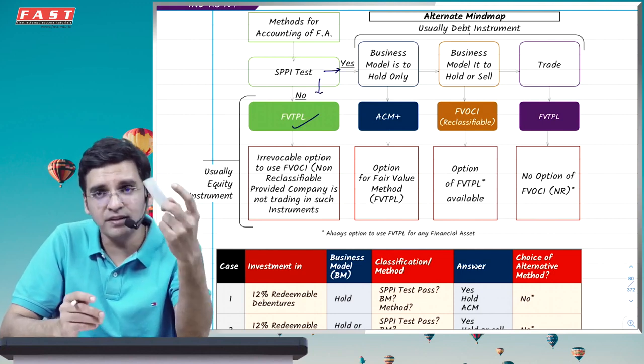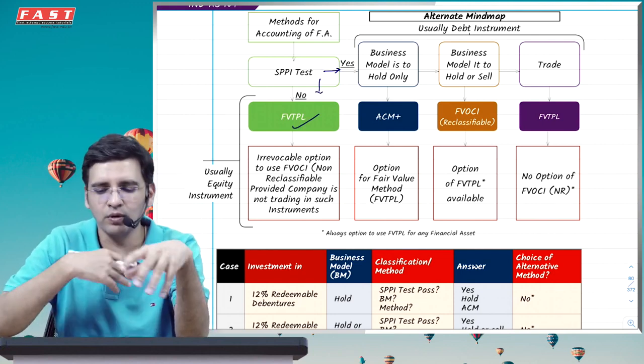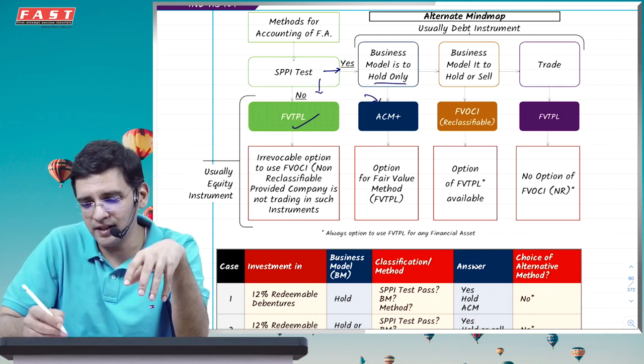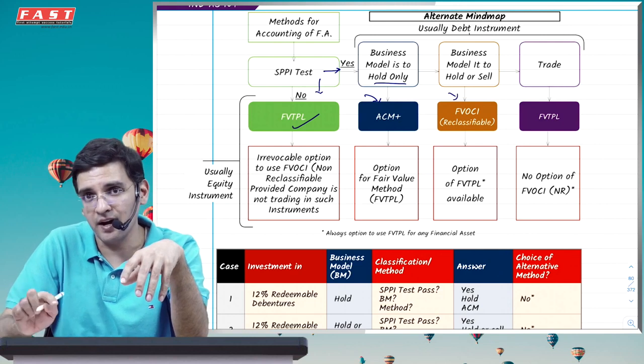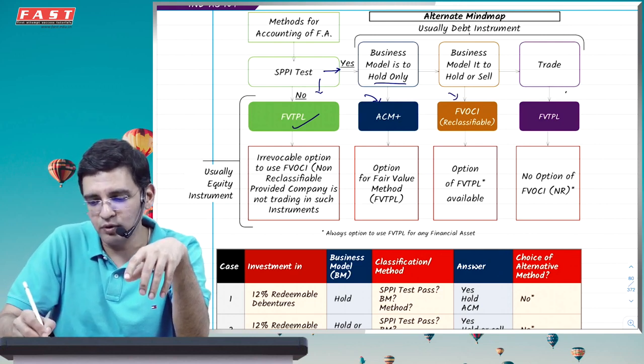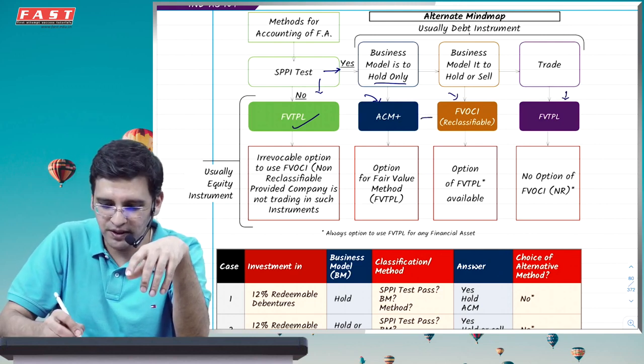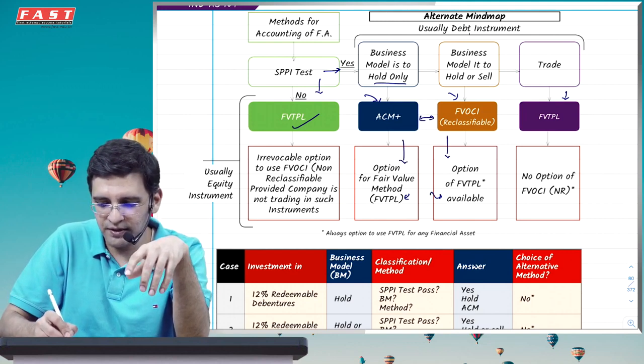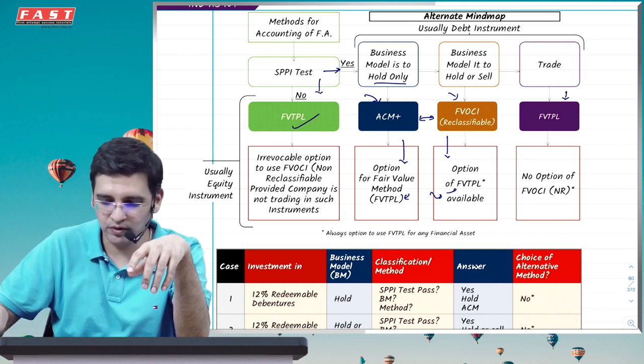If it is satisfied, then you see what is the entity's business model. Is it to hold only? If yes, it is to hold only, then use ACM. If it is to hold or sell, then you can go with FVOCI-R. If it is to trade, then you have to go with FVTPL. But remember, in these two cases, you also have the option to go to FVTPL, because Ind AS always allows that you can use FVTPL as an option if you want to.